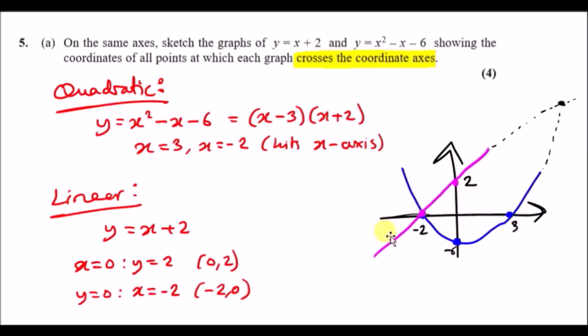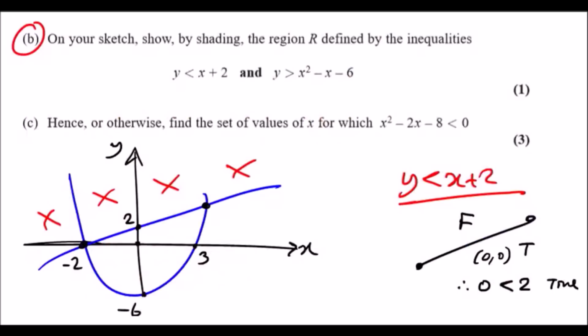In reality, it's probably better if I drew this curve a bit more dented inwards, so the line can actually hit this other side of the curve, because it will hit eventually. But yeah, let's look at B now and C.